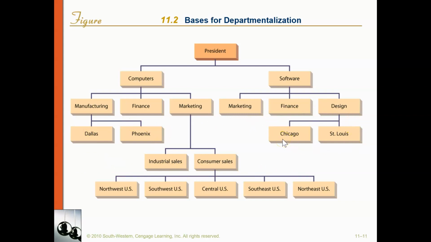We have functional departmentalization on this line here, under both computers and software. Computers and software represent product departmentalization. And lastly, we have customer departmentalization right here, industrial sales and consumer sales.